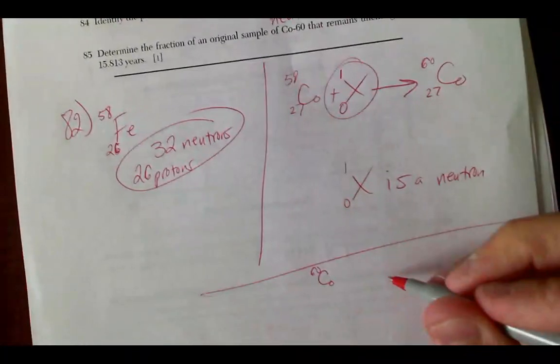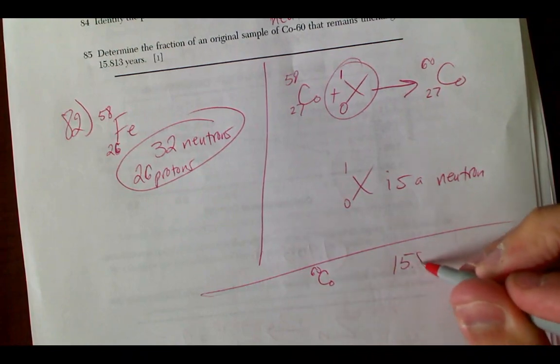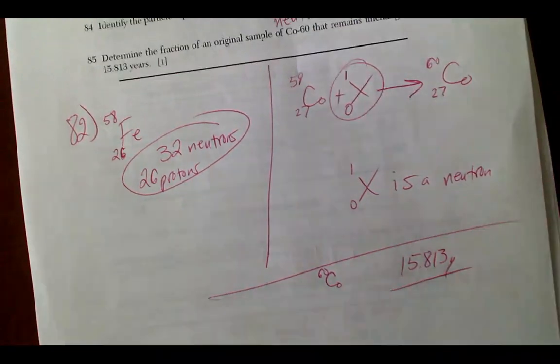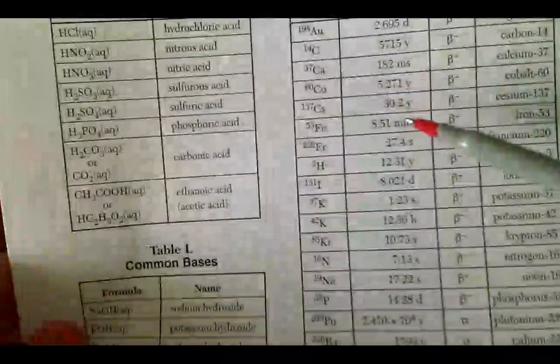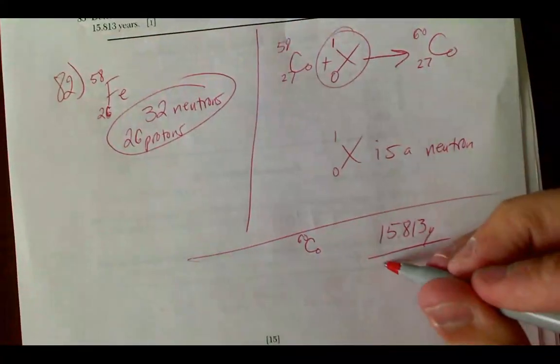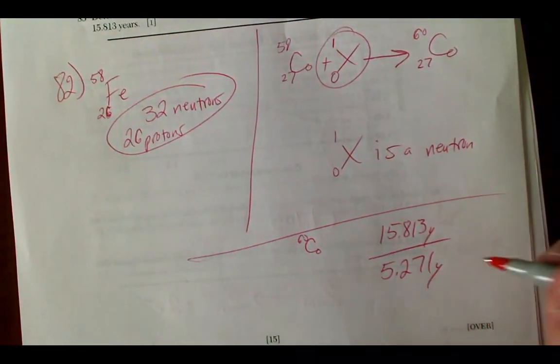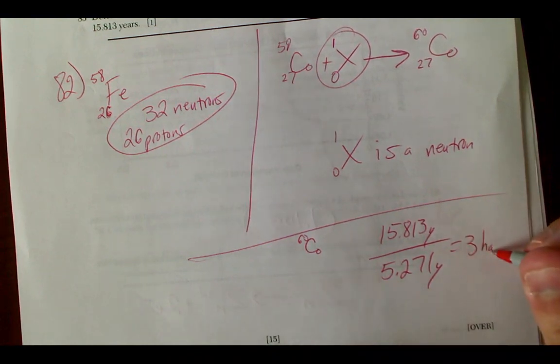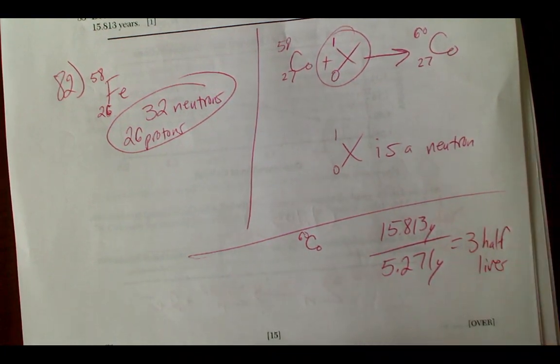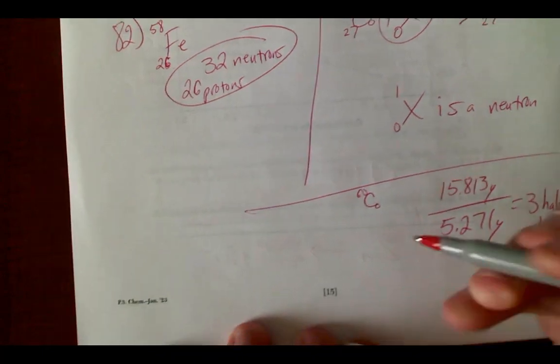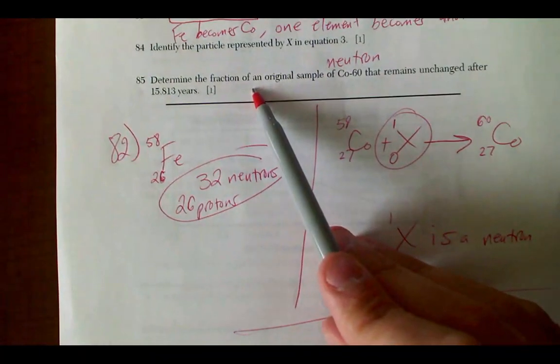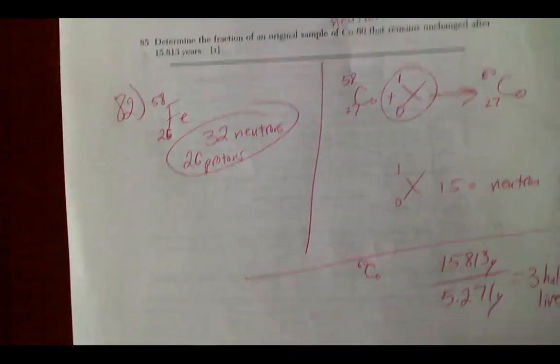So I'm going to take the amount of time it tells us, 15.813 years, divided by the half-life of cobalt, 5.271 years, and that's going to give me 3 half-lives. So it's able to break apart 3 times in that time period. It says what fraction remains. So 1/2, 1/4, fractions like that.